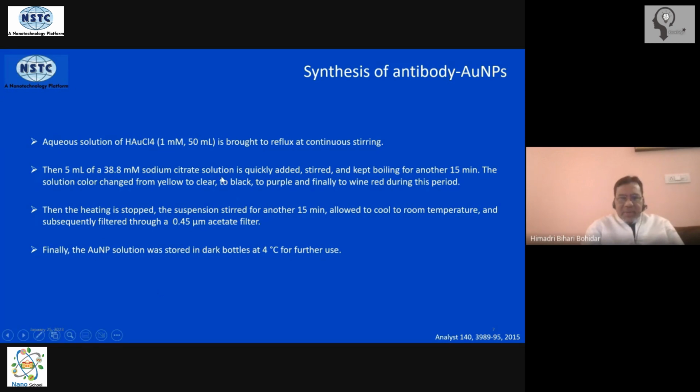Sodium citrate has the advantage that it can reduce this gold salt and also make a coating of the citrate on the surface of the freshly synthesized gold nanoparticles, thereby providing steric hindrance from aggregation. So the particles remain apart from each other.